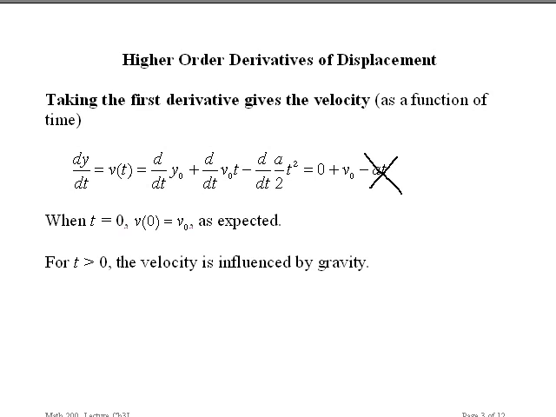And if t is greater than 0, well then this last term is back in the picture. We have this whole expression here. If t is greater than 0, then the velocity of the object is influenced by gravity, a being the acceleration due to gravity.